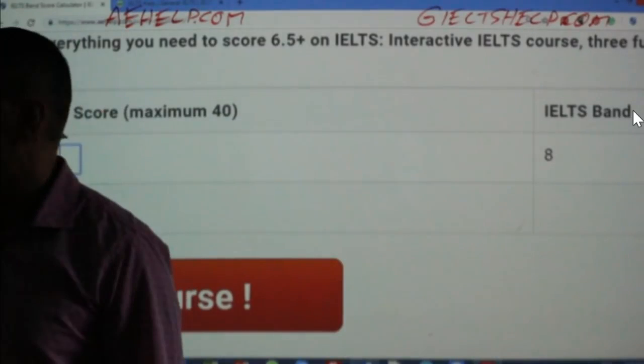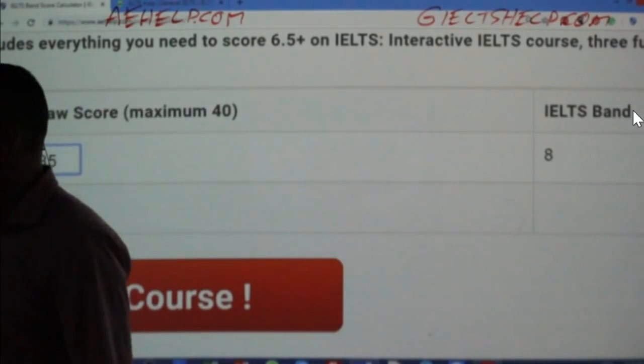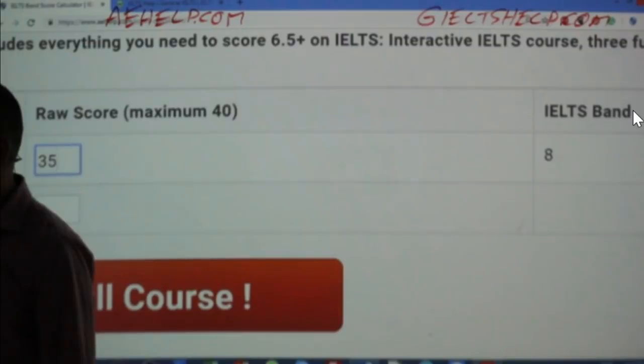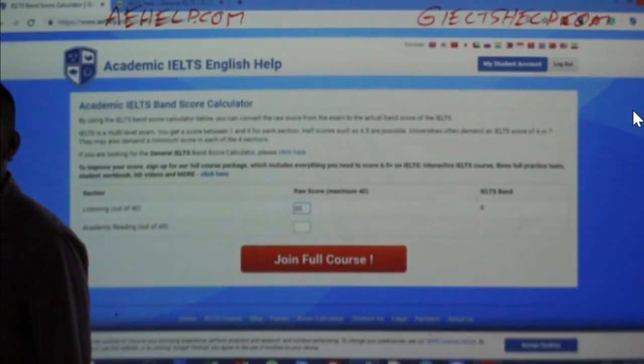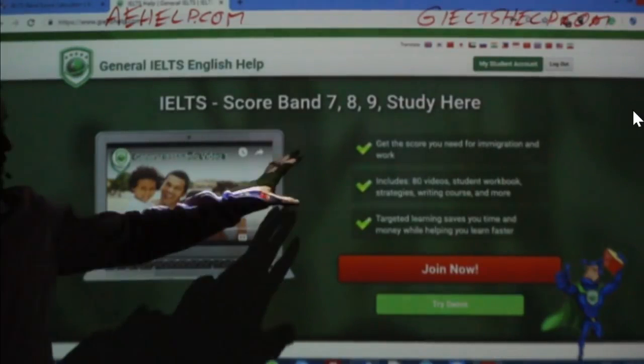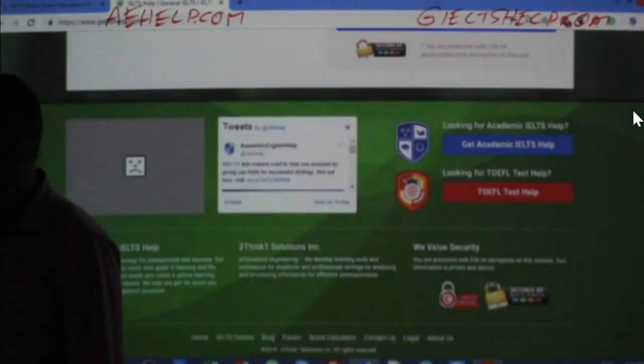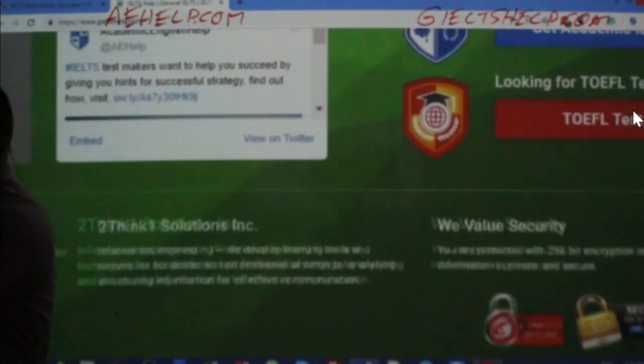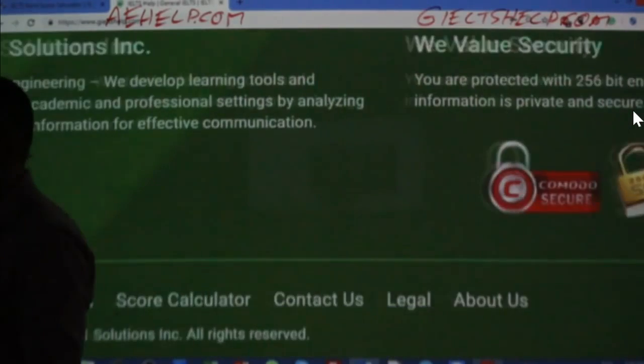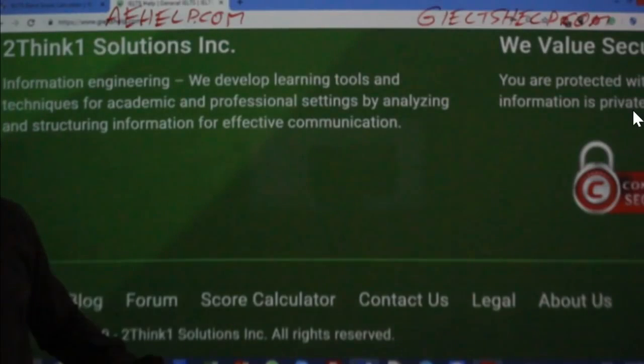All right, so good job, students. Again, you can just go to the website and use that score calculator to figure out your score anytime. And if you're general IELTS, make sure you're going to this website with the green background. It also has a score calculator at the bottom here. Okay, there's your score calculator.